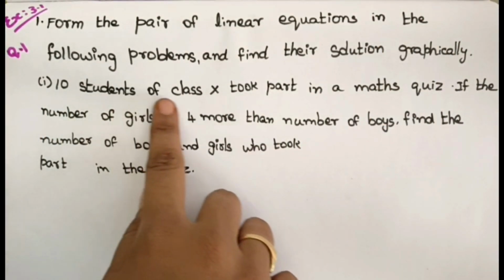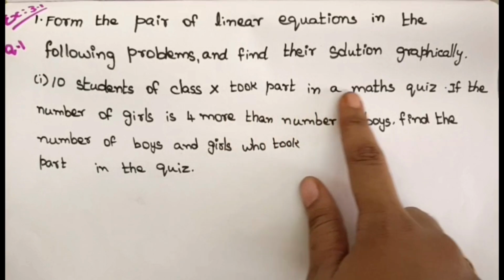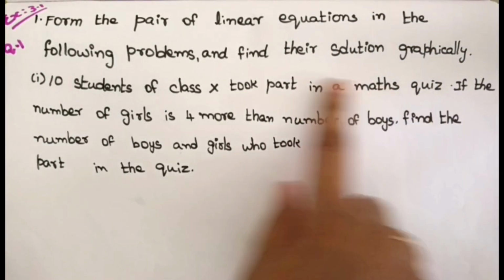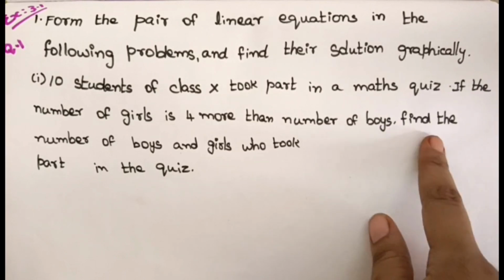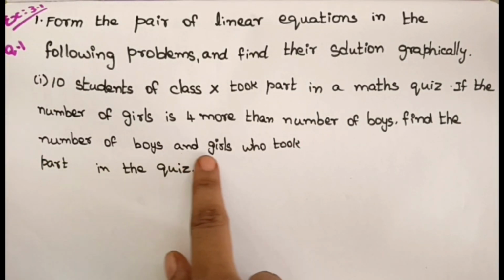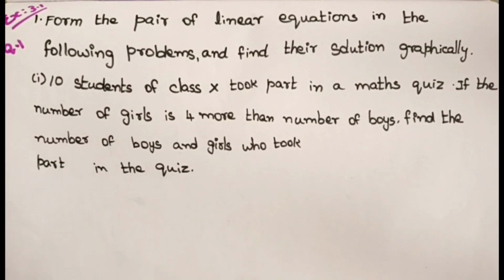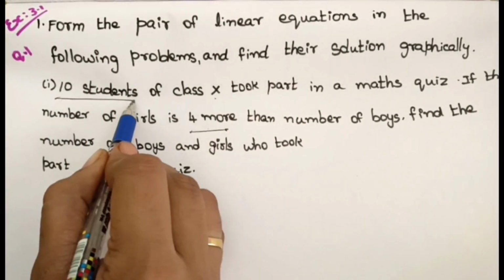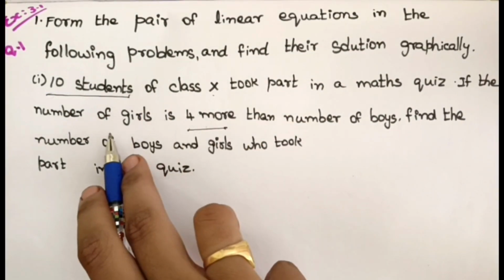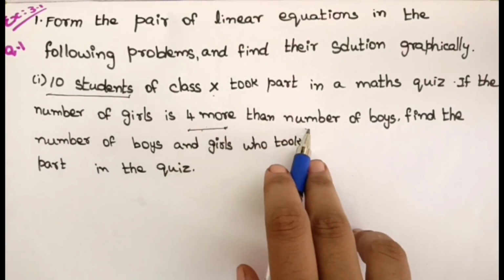10 students of class 10 took part in a maths quiz. If the number of girls is 4 more than the number of boys, find the number of boys and girls who took part in the quiz. Total number of students is 10. Number of girls is 4 more than the number of boys.